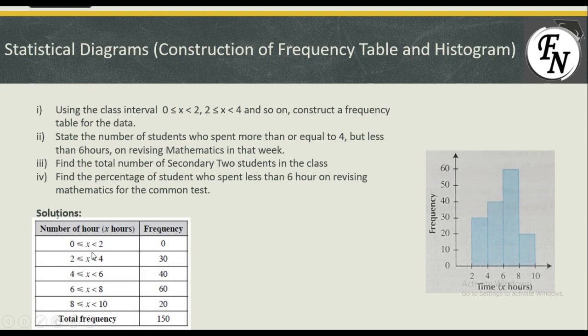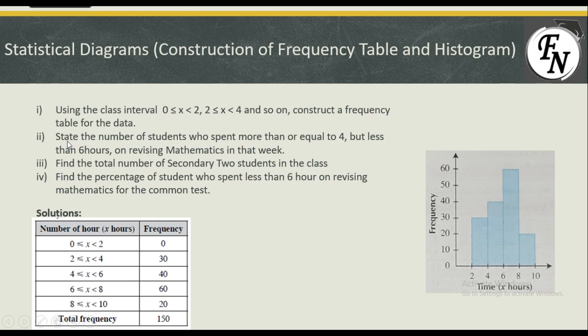So from 0 till 2 the frequency is 0 as there is no bar. From 2 till 4 there is a frequency of 30, and from 4 till 6 the frequency is 40, and from 6 till 8 the frequency is 60, and this is 20 for 8 to 10. After adding all this up, we know that 150 is the total frequency of this situation.